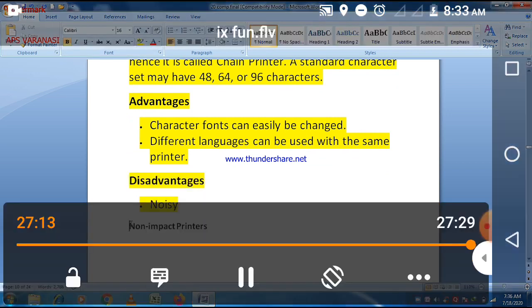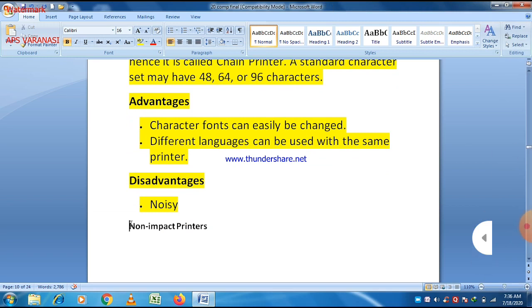So this is our topic for today, and in this lecture we discussed monitors, different types of monitors, and printers, especially impact printers. Write all these types of printers in a copy first, and understand the terminology used, the advantages and disadvantages. In our next lecture we will discuss non-impact printers.